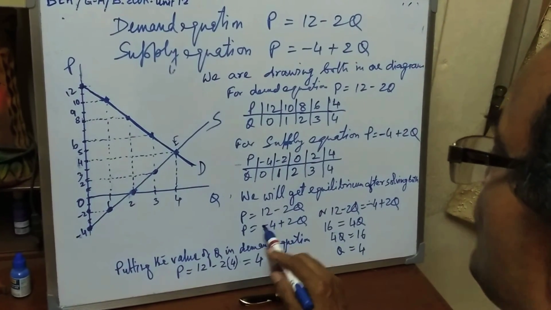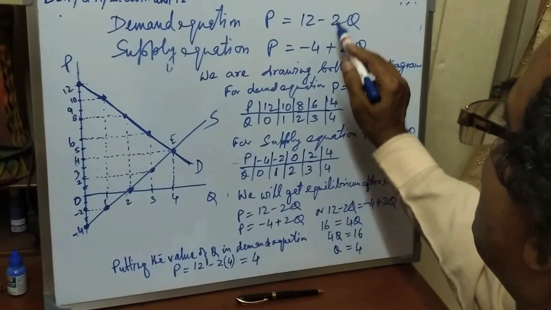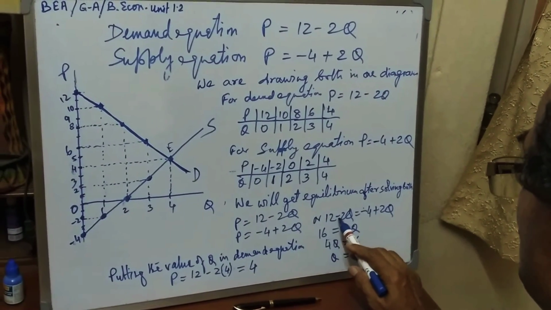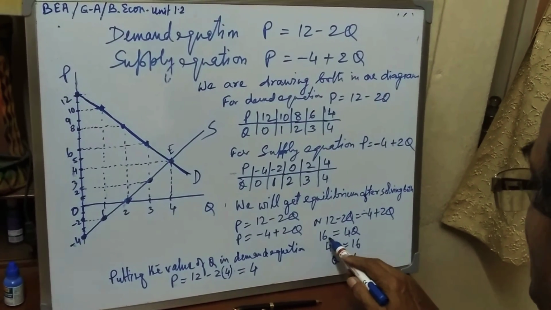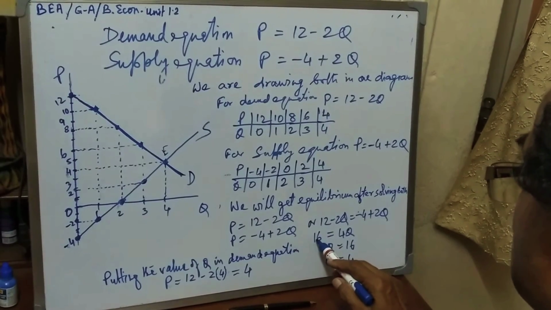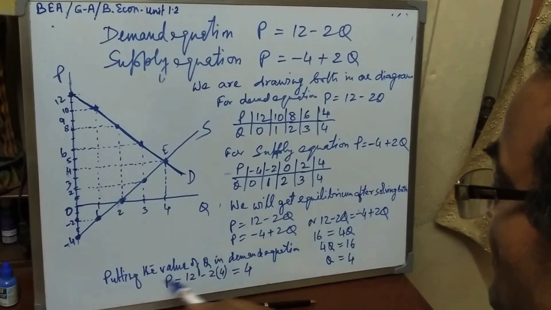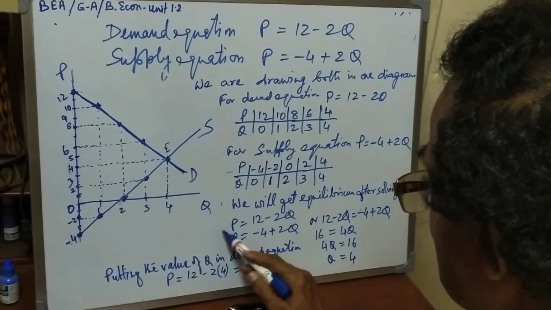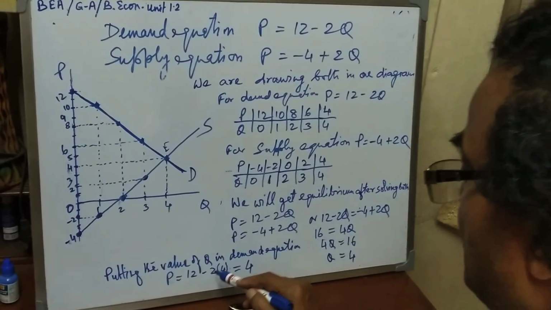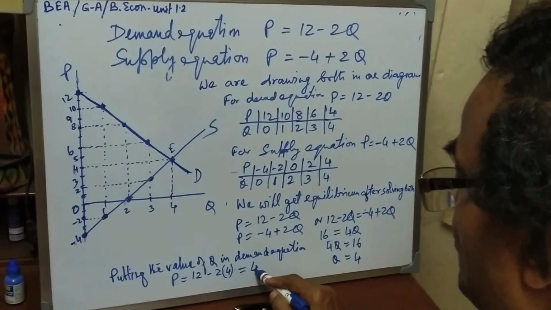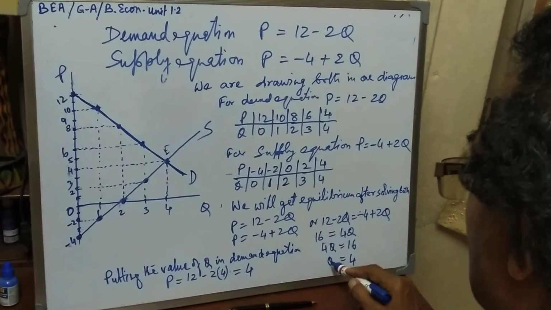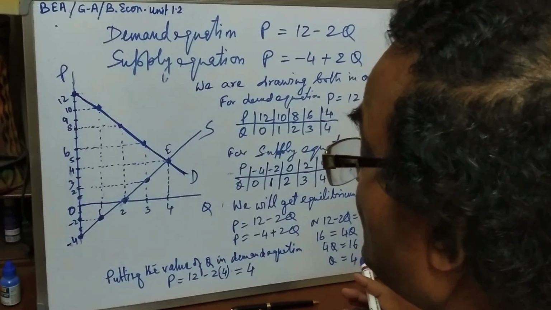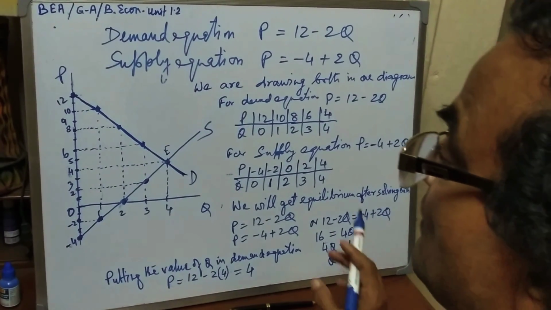We know the equilibrium point can also be obtained by solving two equations, the supply equation and the demand equation. Here, the demand equation is this and the supply equation is this. By solving both, we will get 12 minus 2Q equal to minus 4 plus 2Q, since both are P. Then 16 equal to 4Q, or 4Q equal to 16, Q equal to 4. Putting the value of Q in the demand equation, and this Q we already obtained is 4, P will also be equal to 4. So the equilibrium price is 4 and the equilibrium output is 4. In equilibrium, the demand curve and supply curve intersect. This is the equilibrium in the demand supply curve, or equilibrium in demand analysis.